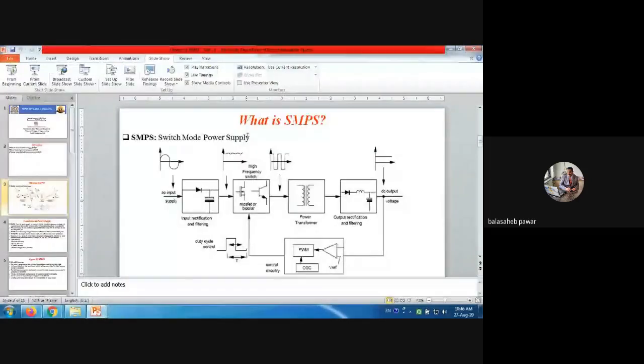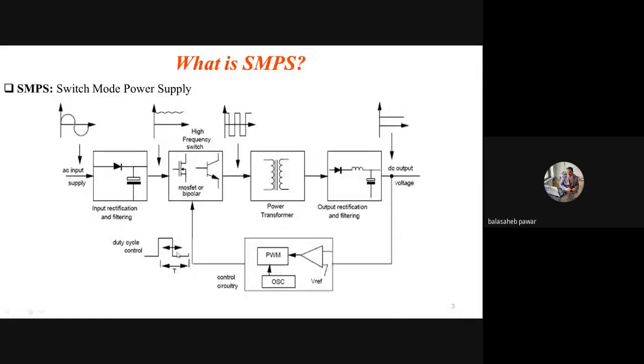So now I will switch to our main presentation. This is the basic block diagram of SMPS. Graphically it is shown that the input signal is a somewhat sine wave, AC input supply, and then there is input rectification and filtering.